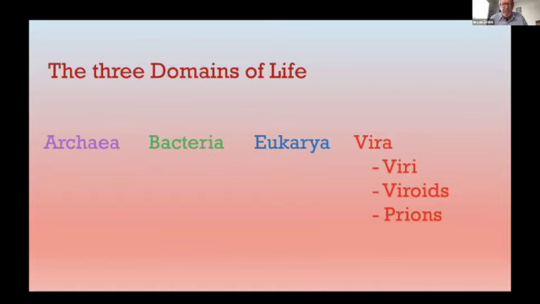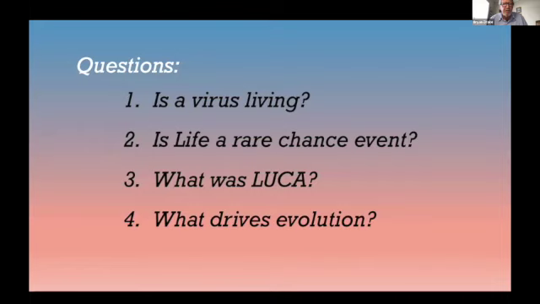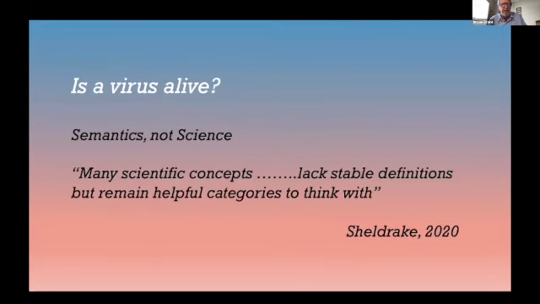The first thing we need to think about in this is: is a virus living? Are these things actually alive? Again, we'll follow on that, looking at whether life is a rare chance event, what LUCA was, and what drives evolution. So let's begin with this question of whether a virus and these prions are alive or not. You can argue about this for months. That's not worth arguing about because, in actual fact, it's a semantic issue, not a scientific issue.